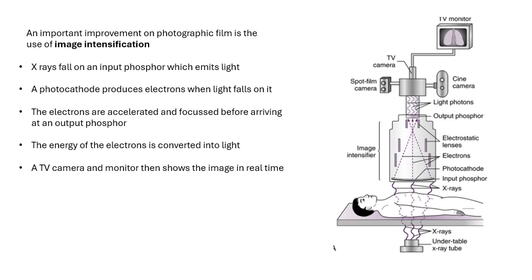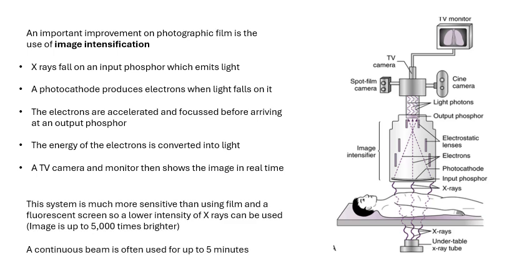An image intensifier makes the image up to about 5,000 times brighter. This system is much more sensitive than just using film and a fluorescent screen, so a lower intensity of X-rays can be used. So you can use a continuous beam of X-rays safely for up to about 5 minutes. So you can look at a patient's heart beating, or look at their lungs getting bigger and smaller, whatever. You can look at stuff for up to 5 minutes. Apparently after 5 minutes an alarm goes off and tells the doctor, the radiologist, to switch it off now.